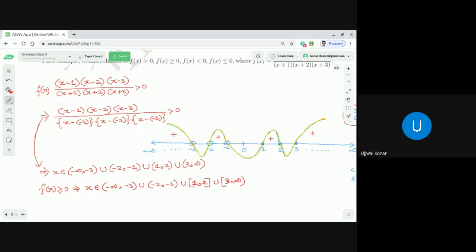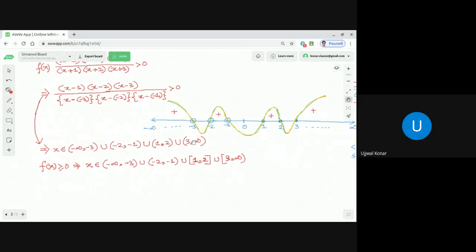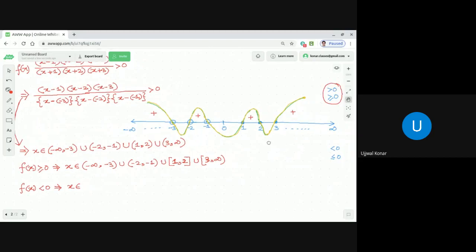Now, how to find f(x) less than 0? Very easy. I hope you understand by analogy what will be f(x) less than 0. Pretty simple. We need to find those regions where the curve is below the number line. If you remember, dear students, I said that below the number line is related to the solution for less than 0, less than equal to 0.